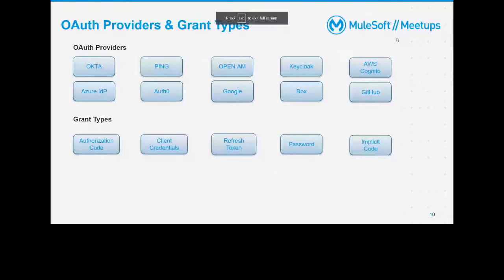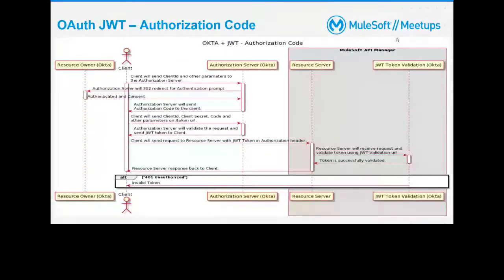So let's understand what is authorization code grant type. Basically, in authorization code grant type, what happens? The client will have a client ID and a client secret. We have to generate a client ID and a client secret.